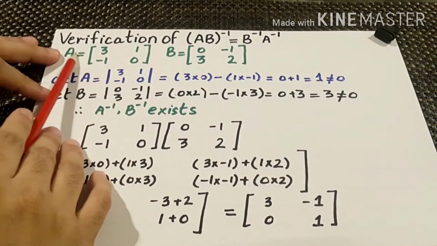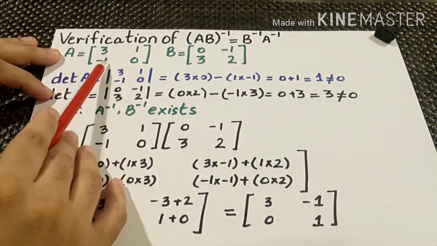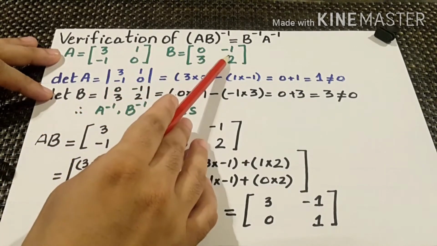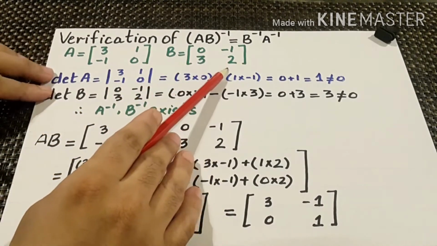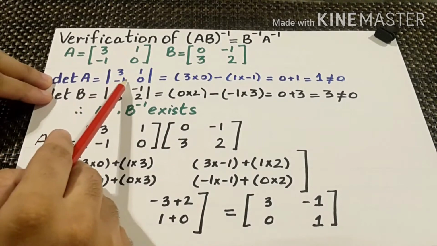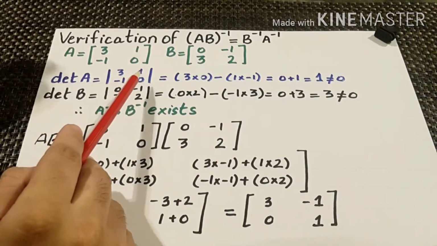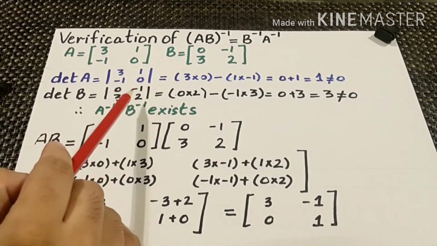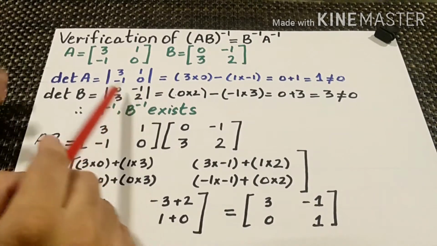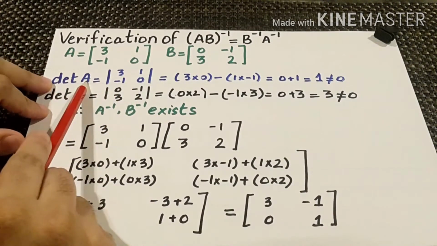Now let's start. A matrix is 3, 1, minus 1, 0. B matrix is 0, minus 1, 3 and 2. Now first we will find the determinant so that we can see whether their inverses exist or not for further calculation. First we take the determinant of A.